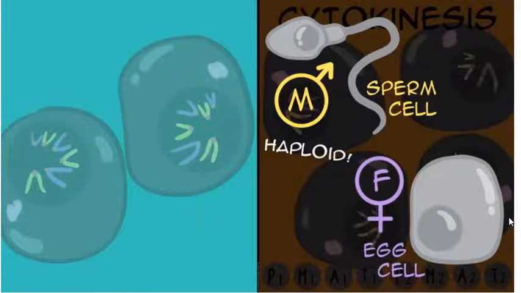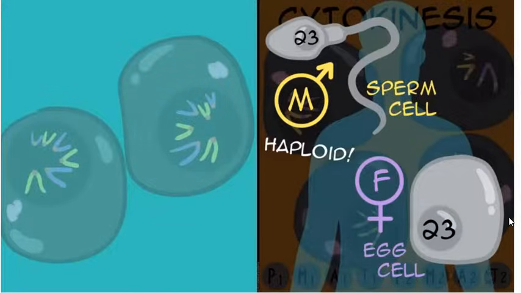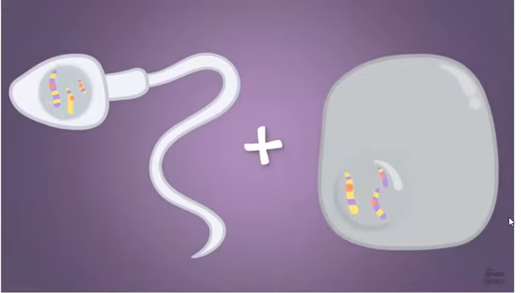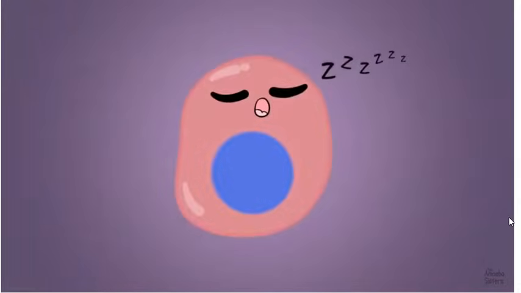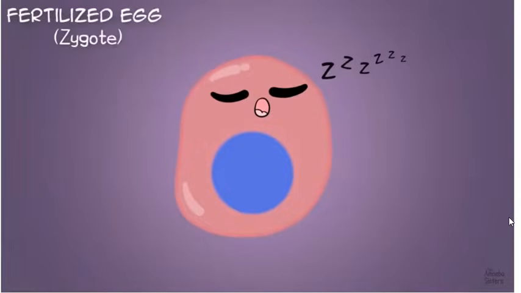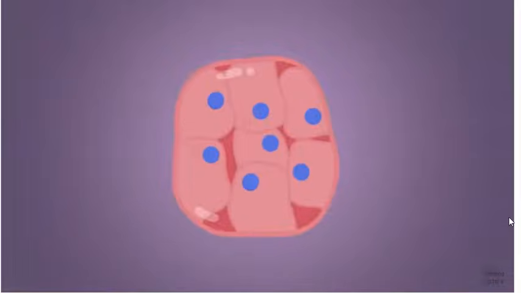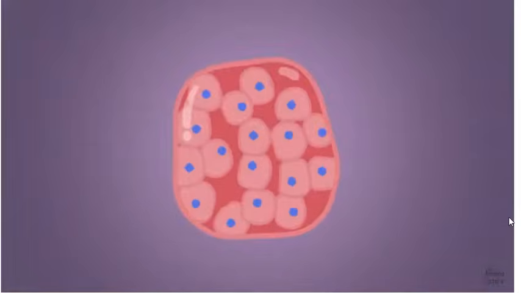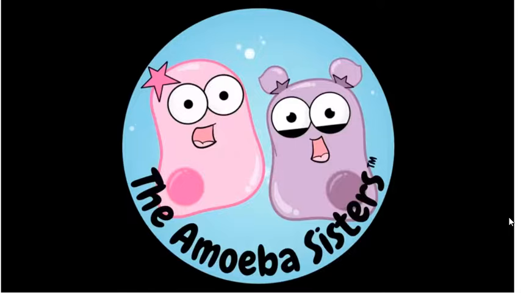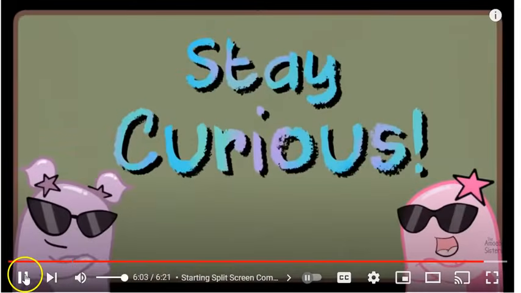These gametes are haploid, meaning they have half the number of chromosomes as the original starting cell. In the case of humans, the resulting cells would each have 23 chromosomes. By the way, when a sperm and egg cell combine, it results in a diploid cell, a fertilized egg, otherwise known as a zygote, which will then start a series of divisions using mitosis to give rise to a brand new organism. Well, that's it for the Amoeba Sisters, and we remind you to stay curious.